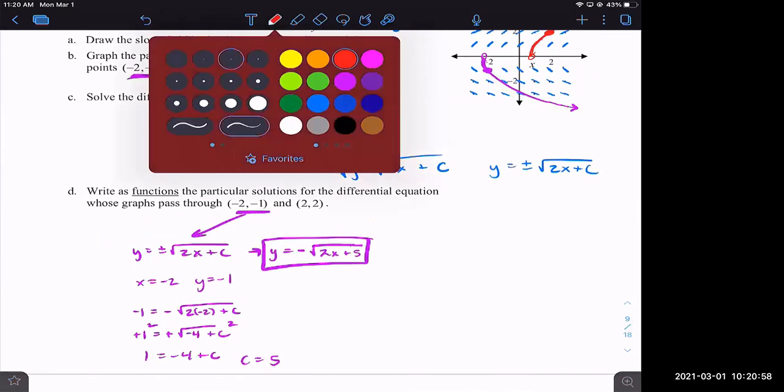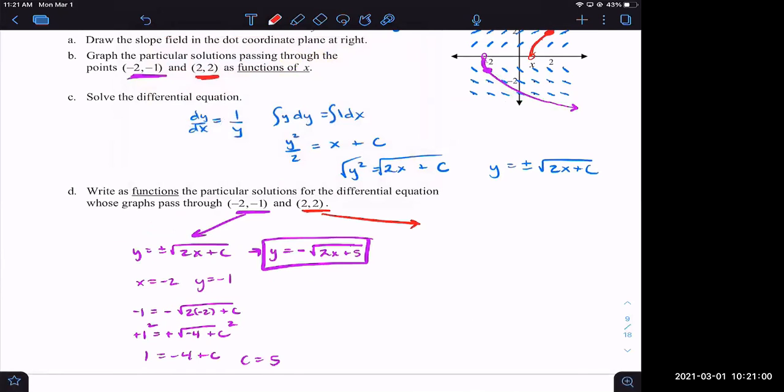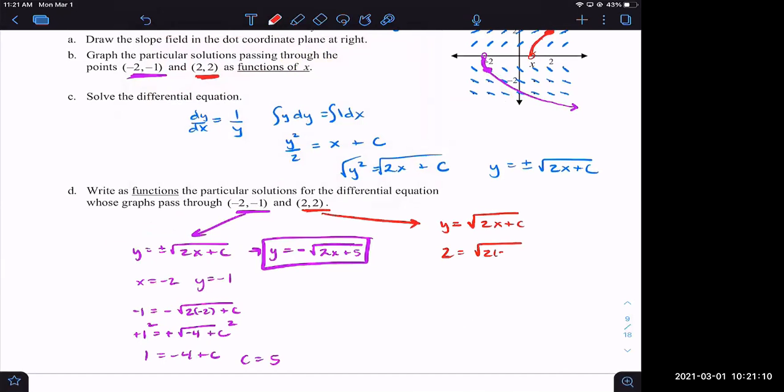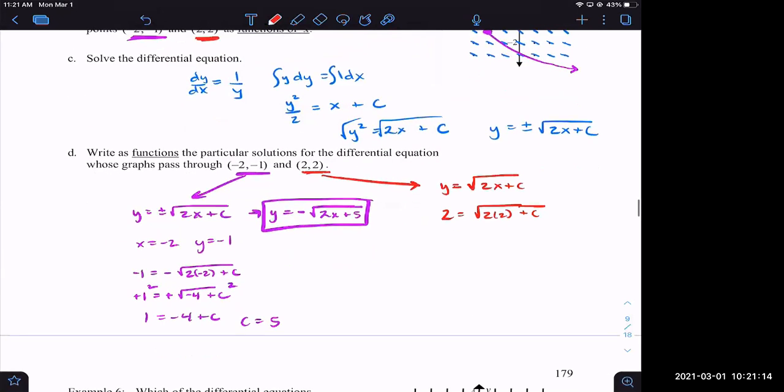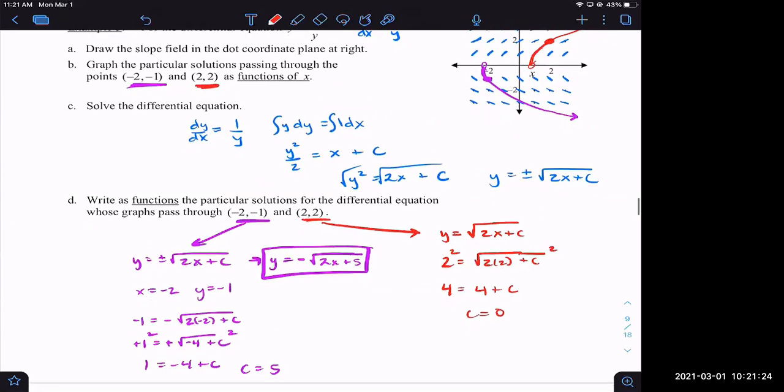So when I do the next point, because y is positive, I get to plug it into the equation with the plus sign in front, so the positive of that. I'll plug in 2 for y, 2 for x, and now solve for c. Undoing the square root, we can square both sides. So 4 equals 4 plus a constant. So this time the constant comes out to be 0.